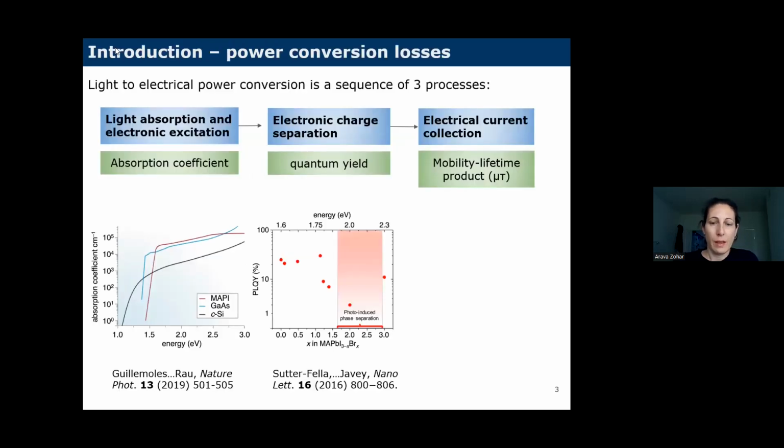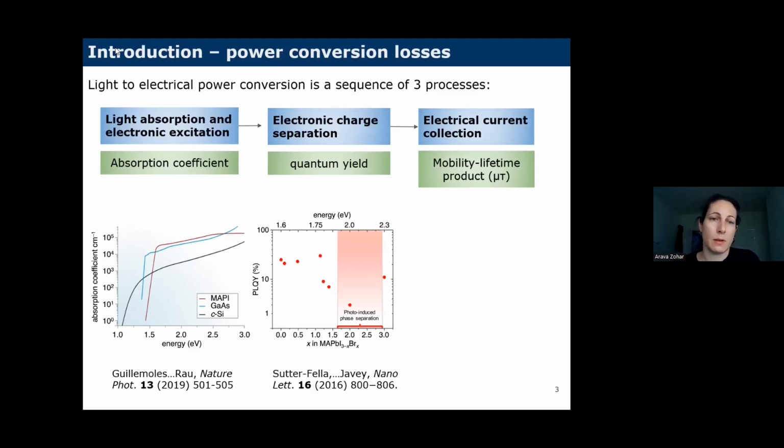So in order to answer those questions, to understand where we have the losses, I'm going to briefly go through the photovoltaic effect and break it into 3 steps and try to evaluate each of the steps, where is the likelihood to get power conversion losses, and try to approach the specific spots that can be problematic. So the photovoltaic process can be broken into 3 things.